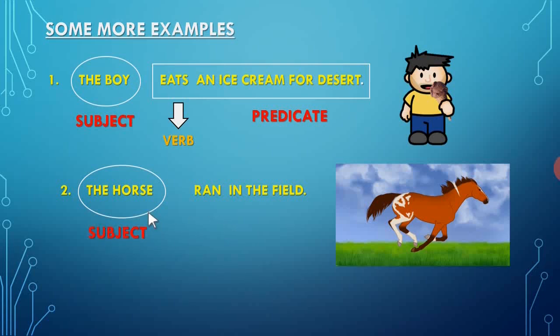And what is this horse doing, children? This horse is running in the field. So ran in the field becomes the predicate, children. And this predicate, is it having a verb? Yes, it is having a verb also. So did you understand what is subject and what is predicate, children? Now let us come to the next part of the video.